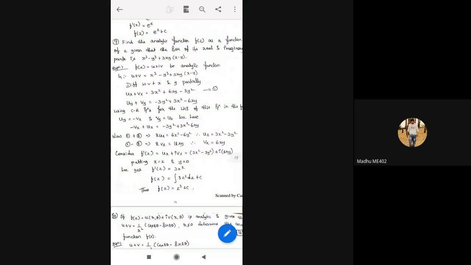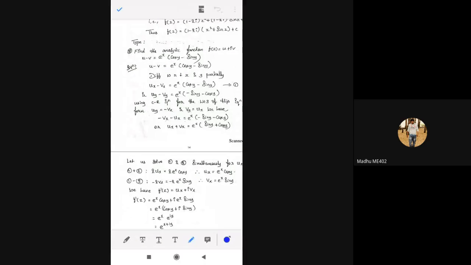So the question is like this. It is similar to the previous column. There we have a difference of real and imaginary part like this, u minus v. See here, u minus v they have given. We find f of z.